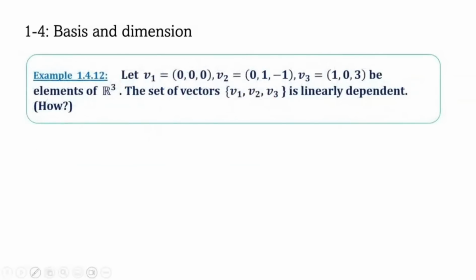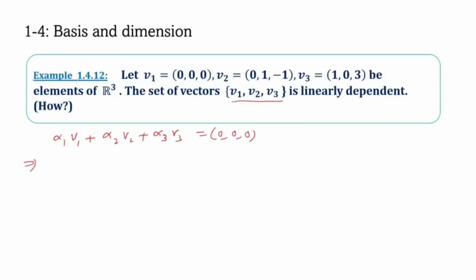In the next example we have the set V1, V2, V3 from R3 with only 3 entries, but it is still linearly dependent because it contains the zero vector of the subspace. We can prove this in this way, V3 is equal to (0, 0, 0).